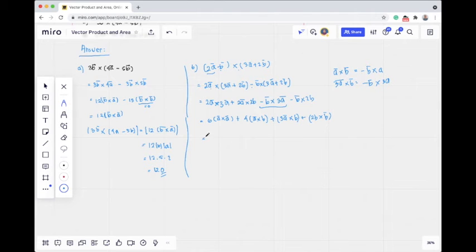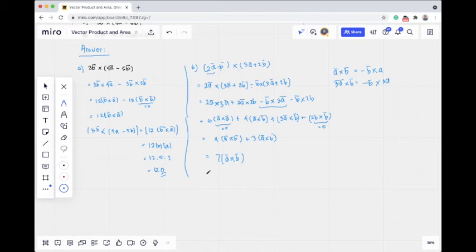Okay, and then we know that this is 0, because parallel. This one also 0 because this is parallel. And this one is 4a cross b plus 3a cross b, vector. Okay, so 4 plus 3, 7a cross b.